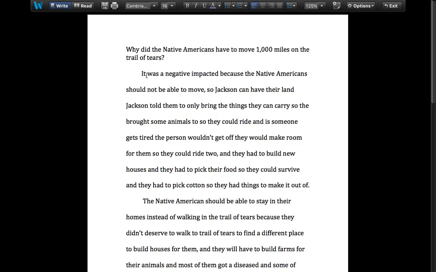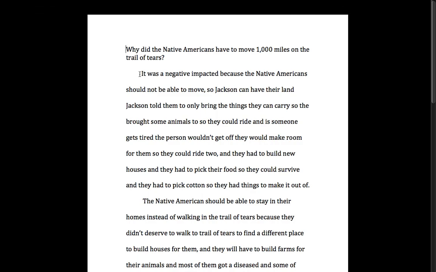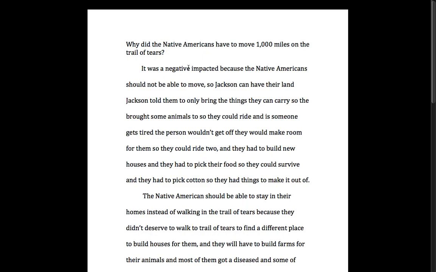Why did the Native Americans have to move 1,000 miles on the Trail of Tears? It was a negative impacted. Okay, initially, there's a spelling error right there. It should start with "it was a negative impact." But this "it was," I'm not exactly sure what this person writing this is referring to.